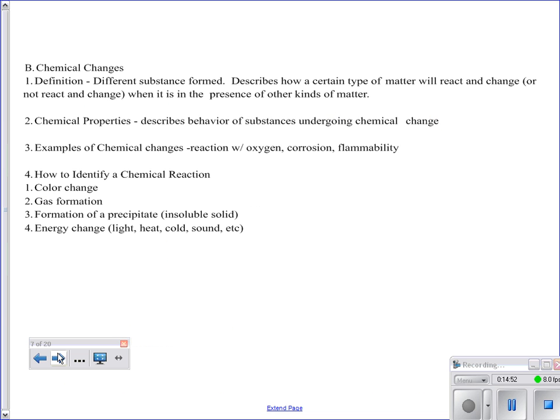And then we move on into chemical changes. If a chemical change takes place, you get a new substance formed. It's going to be completely different. And really what you're looking at is how this one substance reacts with other things. So some things that we're going to be looking at, some examples of chemical changes. If it ever says reacts with, that's going to be a chemical change. Corrosion, flammability, combustibility, things like that.